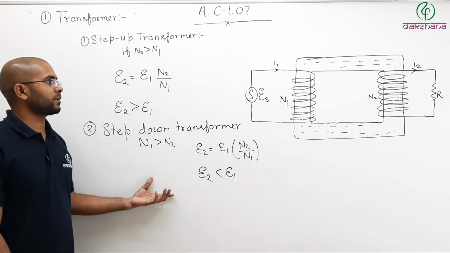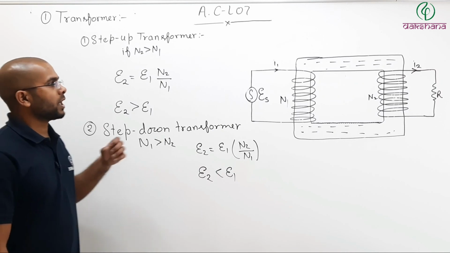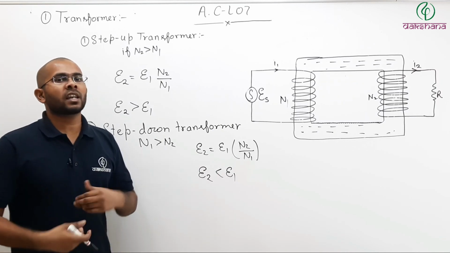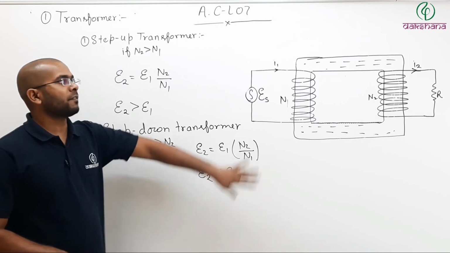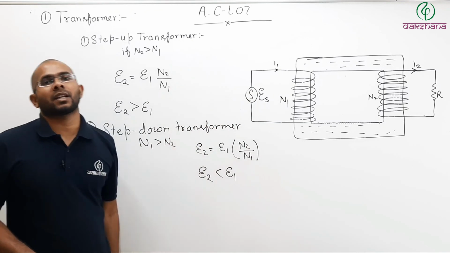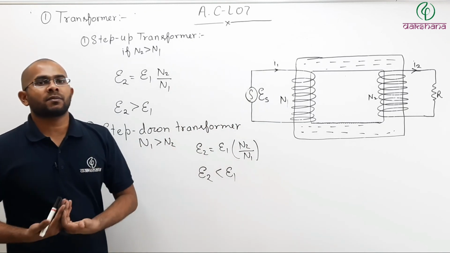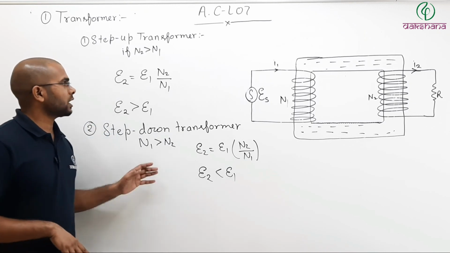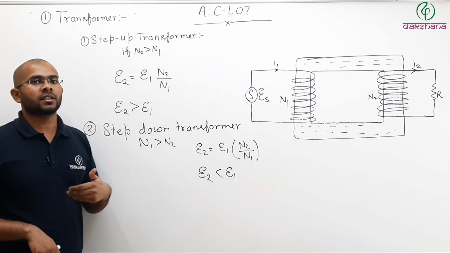Pause the video, note them down. Then we will discuss what are the ways through which there is energy loss in the real transformer. Remember, we have assumed for the purpose of our understanding that this is our ideal transformer. But in a real transformer, always some amount of energy is lost. Note it down, then we will discuss those ways in which energy is lost.